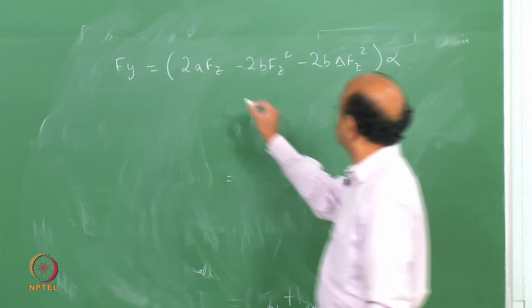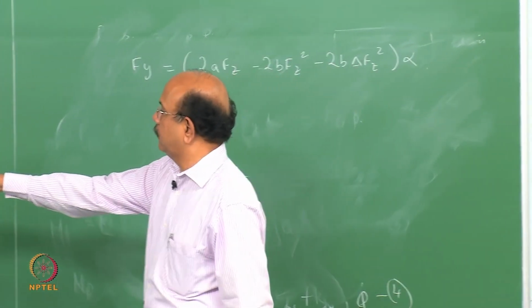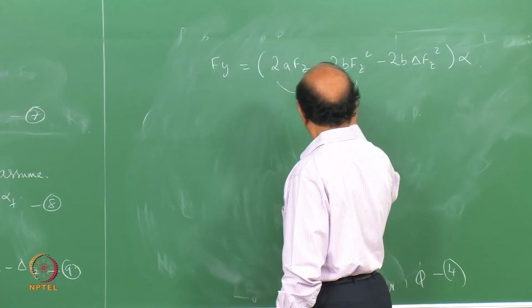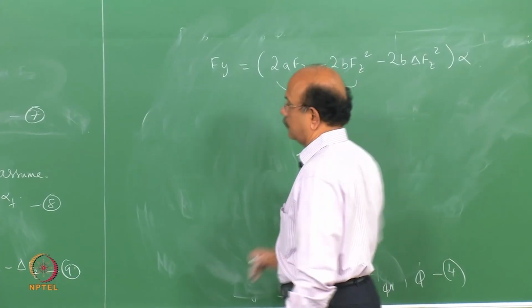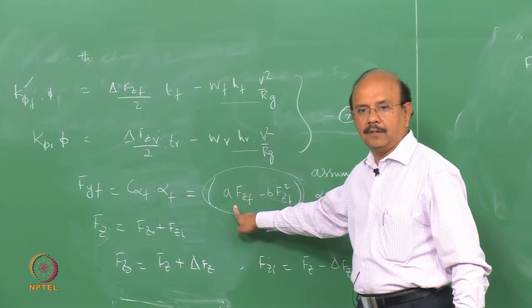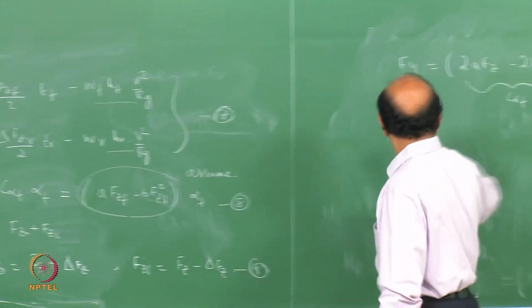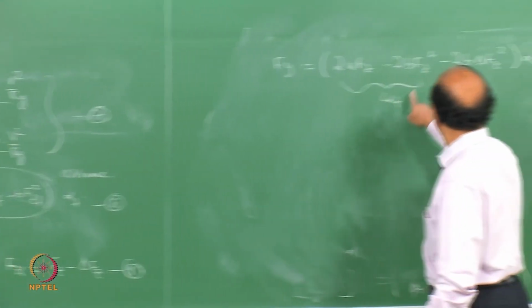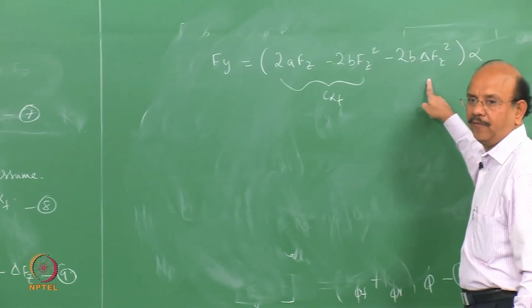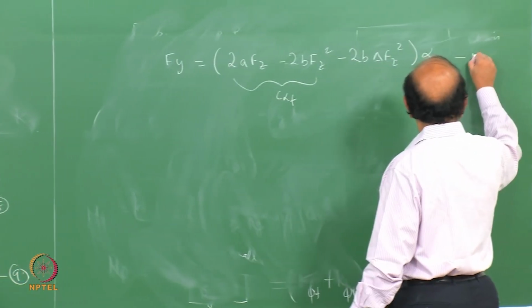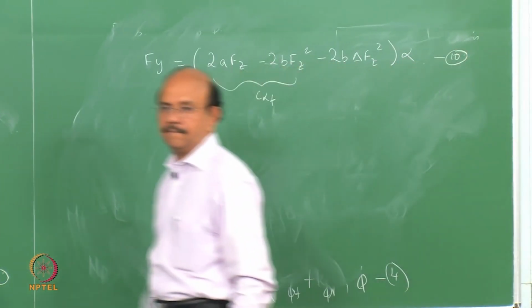In other words, if there is no load transfer, this would have been the C alpha F. I told you that. Because of the load transfer, that 2 into C alpha F is affected, and you have an additional term. So let me call that 10.